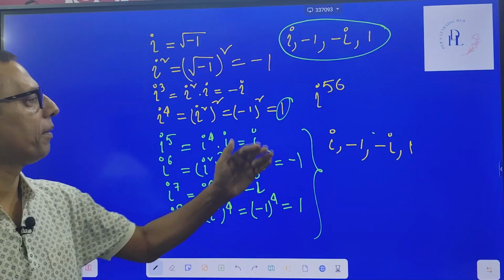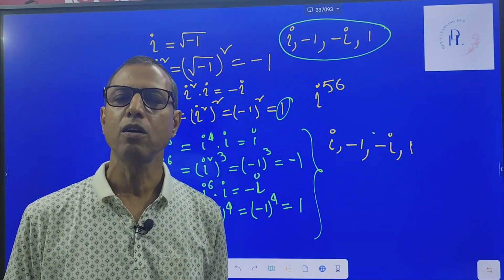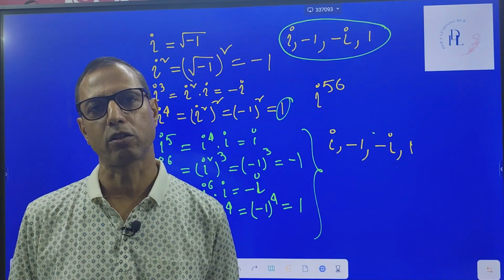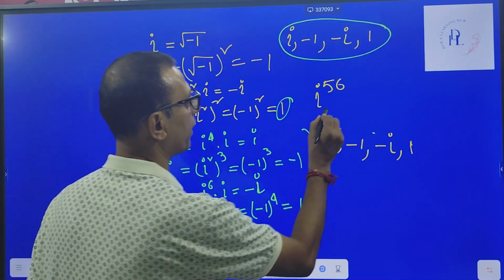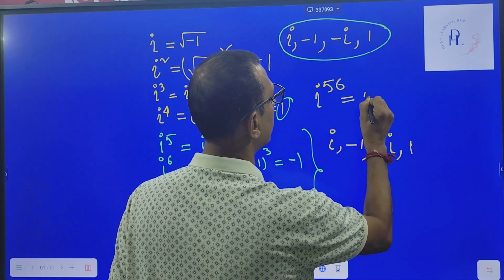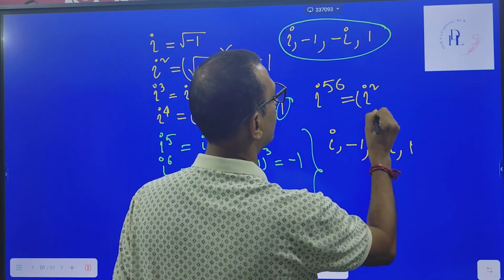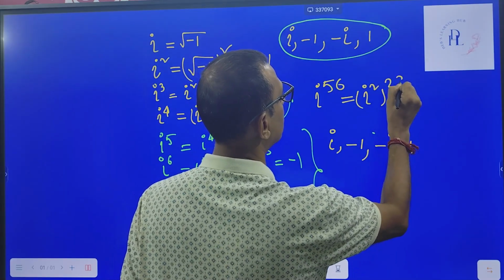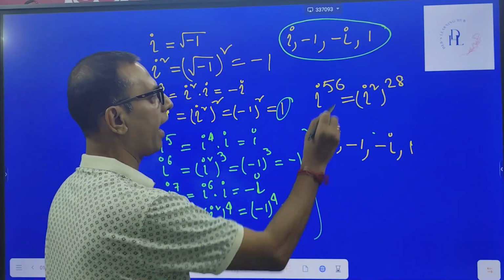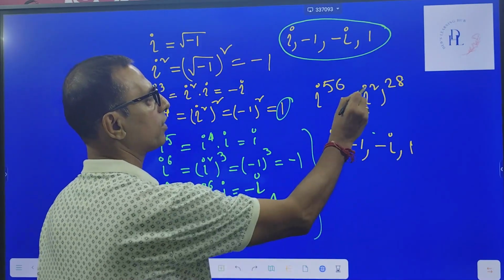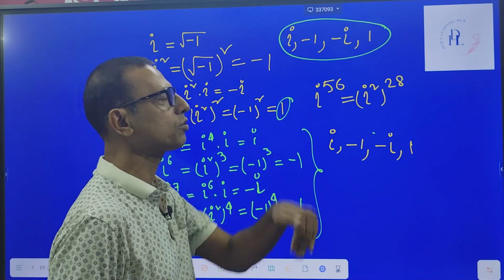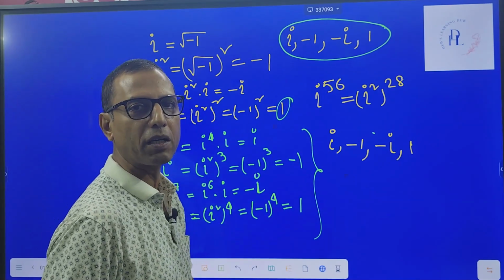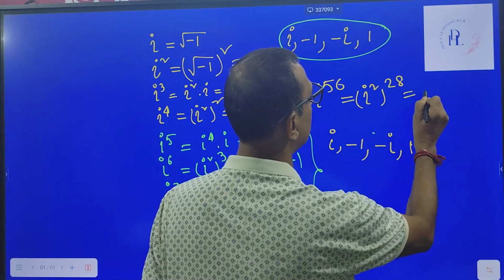Either you need to remember i to the power 4 equals 1, or you need to remember i square equals minus 1. Any of these two you can utilize here. Either you can utilize i square whole to the power 28, that is equal to i to the power 56. i square means minus 1, and minus 1 whole to the power 28. 28 is an even number, which means if you multiply minus by itself an even number of times, it will become plus. That means it will be 1.